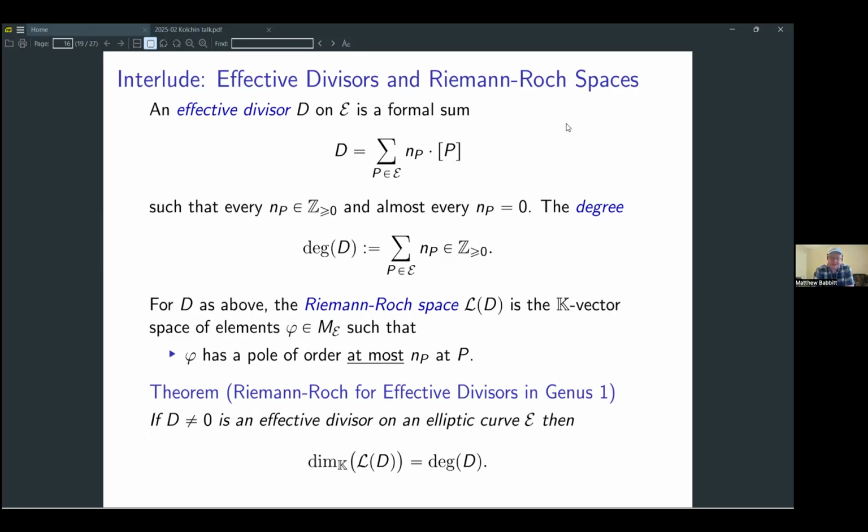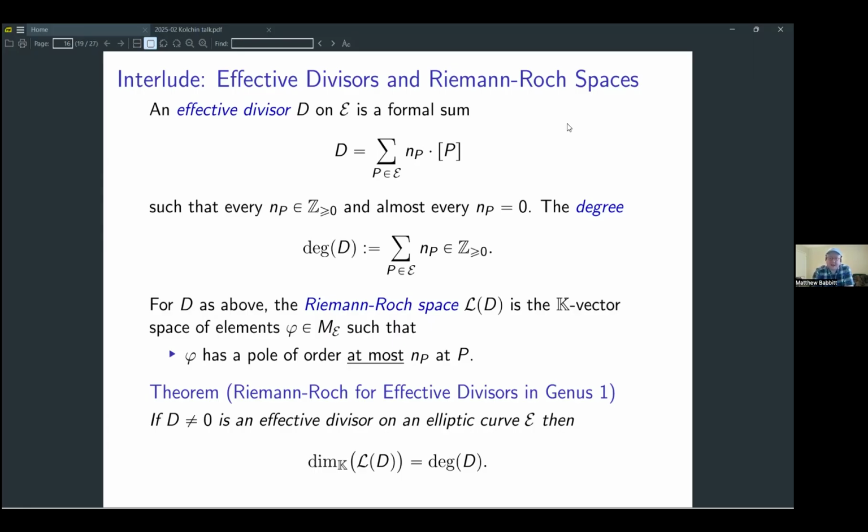So an effective divisor D on a curve E, particularly an elliptic curve, is just a formal sum of points. It's effective if all the coefficients are non-negative. Divisors are defined to have finite support, so almost every n_P vanishes. And then we can define the degree of a divisor to be the sum of these coefficients. So this technology is really useful if we want to describe the collection of functions with particular divisors, or a particular set of prescribed poles.